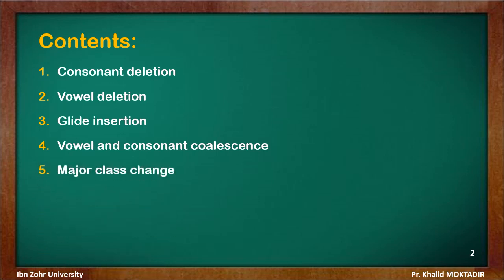Number 5 is on major class change. This is essentially on how vowels become glides in some contexts. And 6 is on metathesis, and this is where the order of segments or sounds is swapped in some cases. Number 7 is on vowel reduction. This is where major or main vowels are reduced to schwa when they're not stressed.